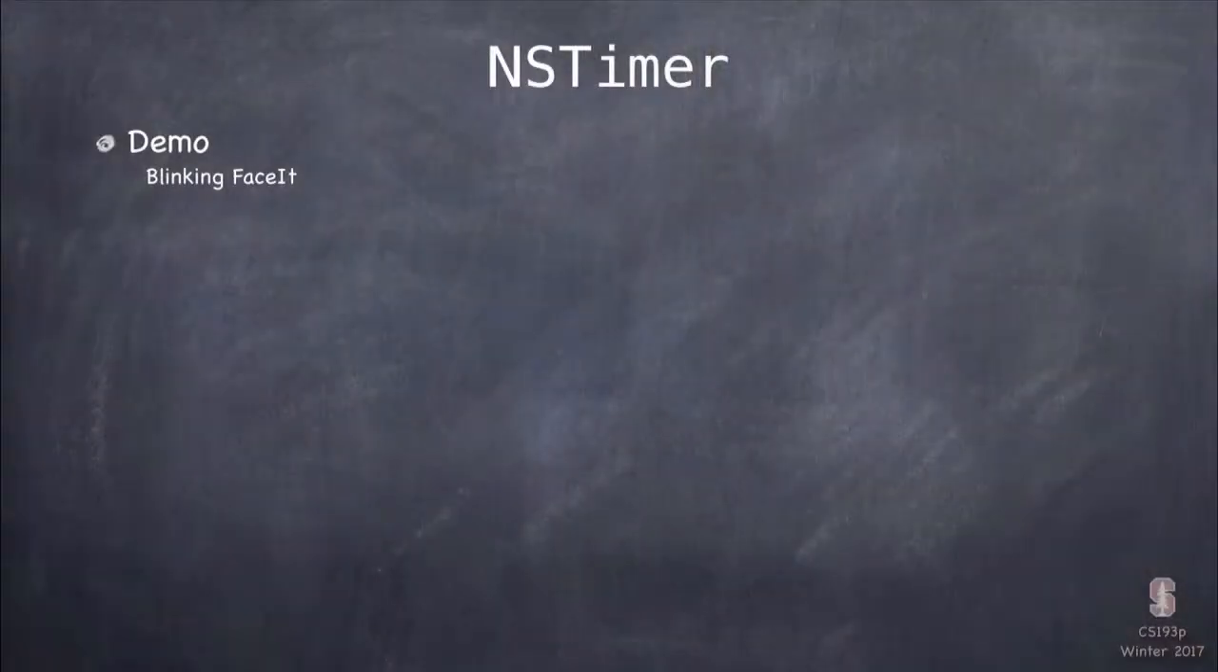All right, so let's do a little demo to see this in action. It's kind of obvious once you see it. So I'm going to take Faceit. Remember the Faceit demo we had? This is a picture of a face. I'm going to make the eyes blink using a timer, okay? The timer's just going to open the eyes and then close the eyes. Open the eyes and close the eyes. Super simple. So let's go back and get Faceit.